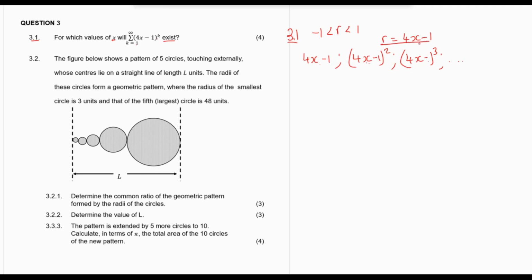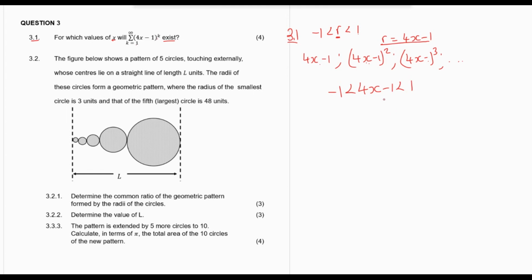we get our r. So it means for this series to exist, our r, which is 4x minus 1, should be greater than -1 but less than 1. So where there's r here, we put 4x minus 1, less than 1, greater than -1. Then we solve this inequality.